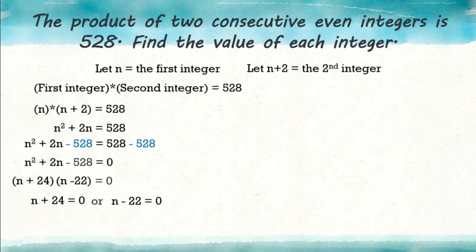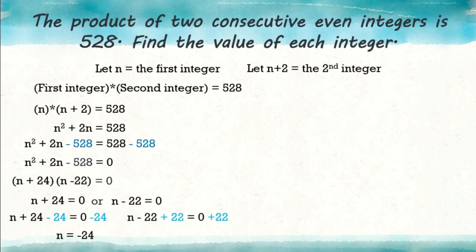And then use the additive inverse. The opposite of positive 24 is negative 24. We will add negative 24 on both sides and then simplify. So we have the first value of the first integer is negative 24. Let us have the second. The opposite of negative 22 is positive 22. So we will add positive 22 on both sides and then simplify. We have n equals positive 22.